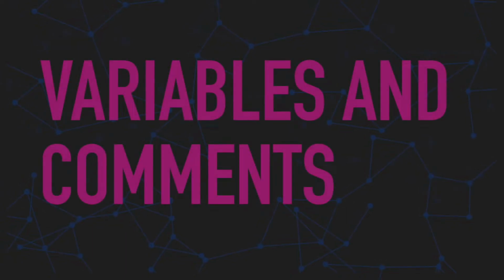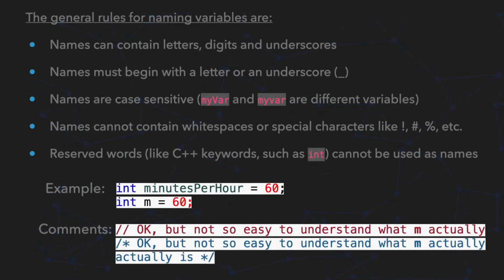Now let's understand what are variables and comments. Basically, creating a variable has particular rules. Now let's enumerate them. First, the name can contain letters, digits and only underscores. Underscore is the symbol with a line at the bottom, not in the middle, only the bottom one. There is only one such symbol that you can use.